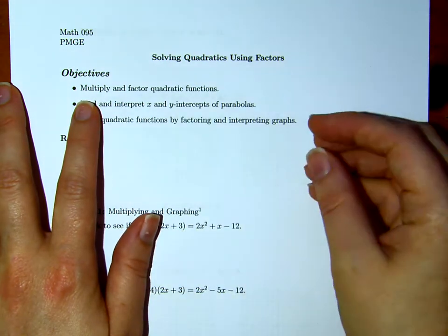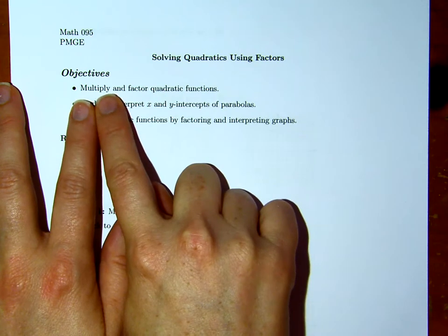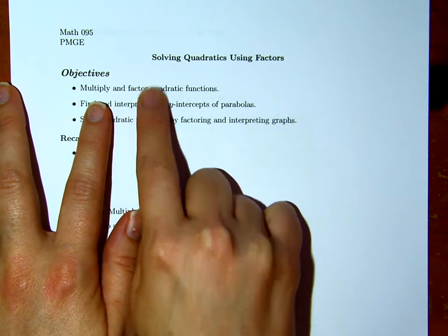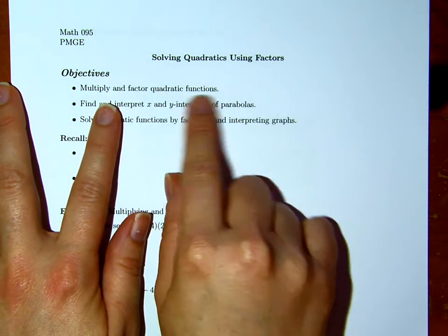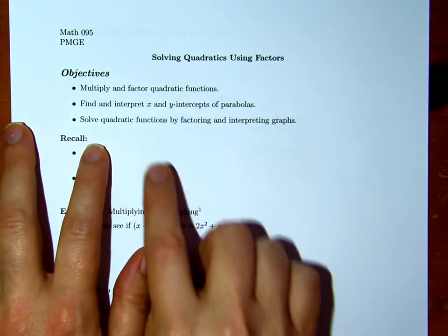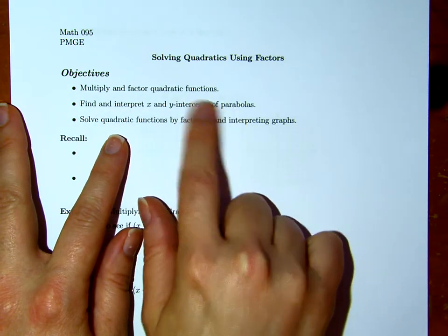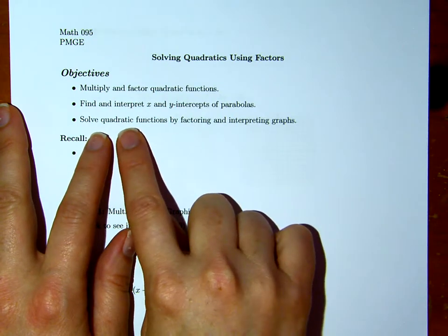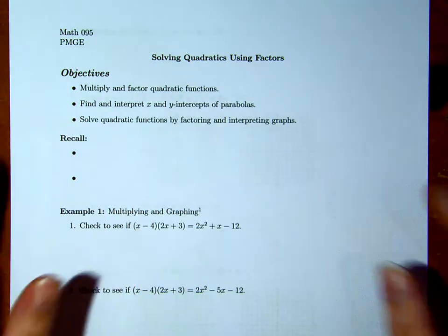polynomials to create more polynomials, and in particular now we're going to be looking at multiplying linear polynomials, and those will be our factors. If we have two linear polynomials and we multiply them, we will end up with a quadratic function. We will also look at the x and y intercepts of images of quadratics, of parabolas, and then we will actually get to the nitty-gritty of solving quadratic functions using their factors and graphs.